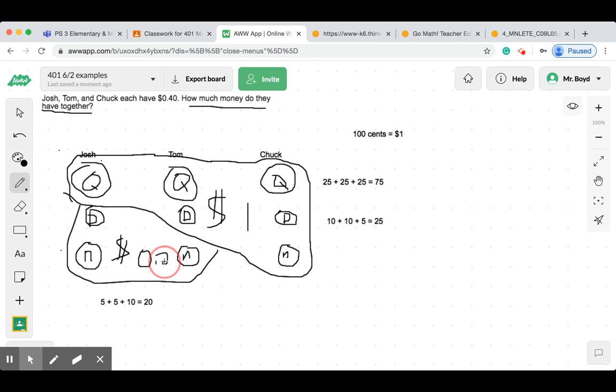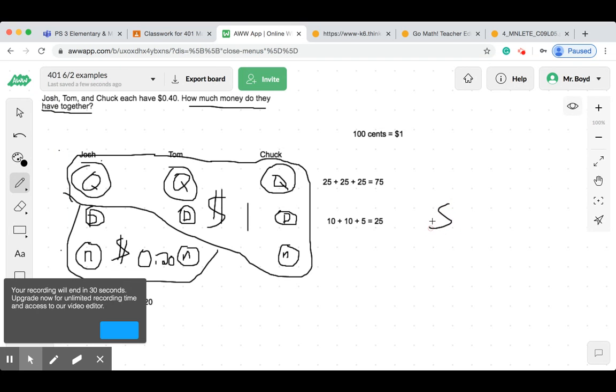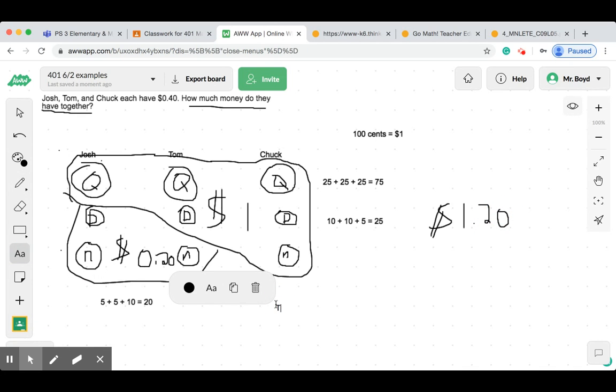But I want to know how much it's all worth together, so I need to add $1 and my 20 cents, and I will find $1 and 20 cents. And since it was a question, I'll need to write an answer statement, and I will write, together they have $1 and 20 cents.